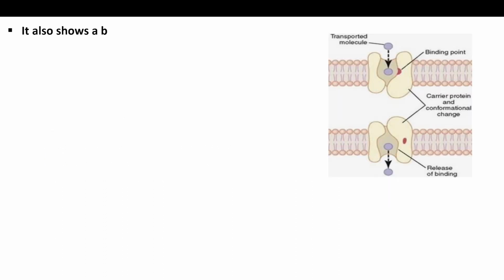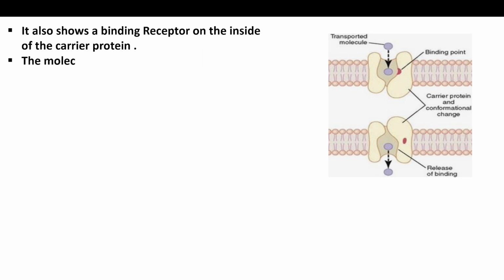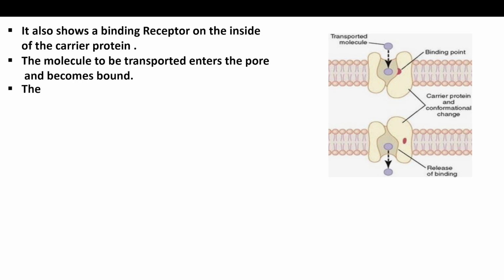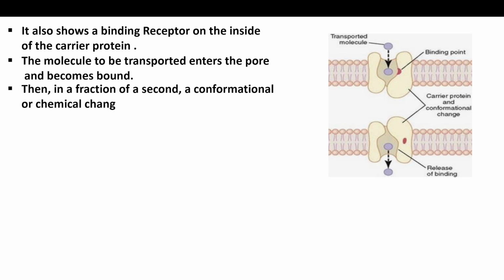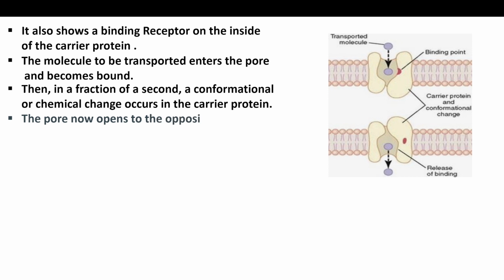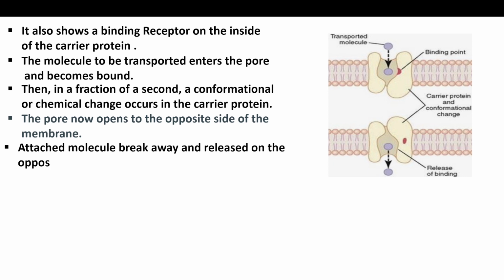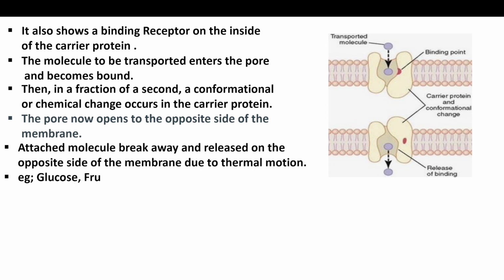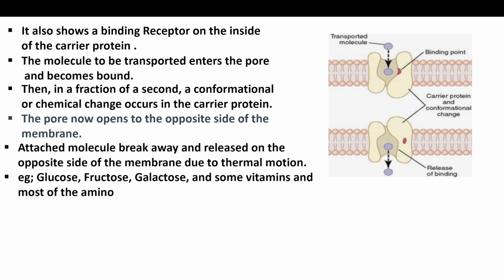It also shows a binding receptor on the inside of the carrier protein. The molecule to be transported enters the pore and becomes bound. Then, in a fraction of a second, a conformational or chemical change occurs in the carrier protein. The pore now opens to the opposite side of the membrane. The attached molecule breaks away and is released on the opposite side of the membrane due to thermal motion. For example, glucose, fructose, galactose, some vitamins, and most of the amino acids.